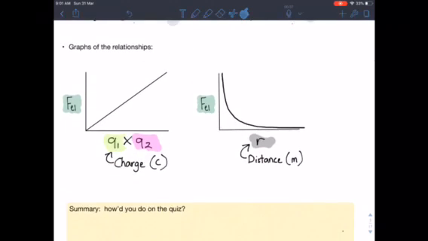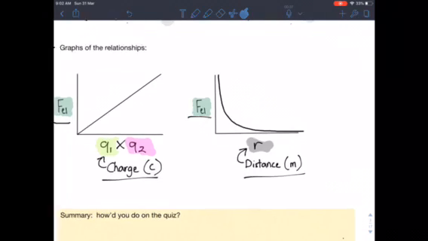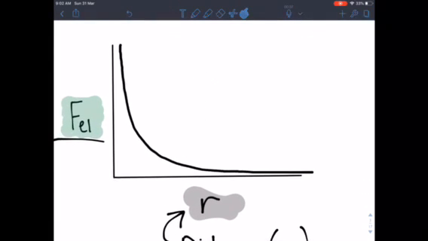Okay. Last thing we're going to talk about, we're going to look at graphs of the relationships just to sum this up. So here I have the relationship between electrostatic force and charge. And remember, this is a direct relationship. So as we add more charge, we get more force. It's linear. Double the charge gives you double the force. Over here, distance and electrostatic force have an inverse relationship. So more distance gives you less force, but it's not linear. It's got this very dramatic curve, and again, that's because this is an inverse square relationship.